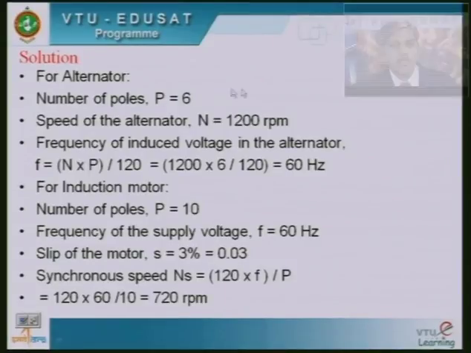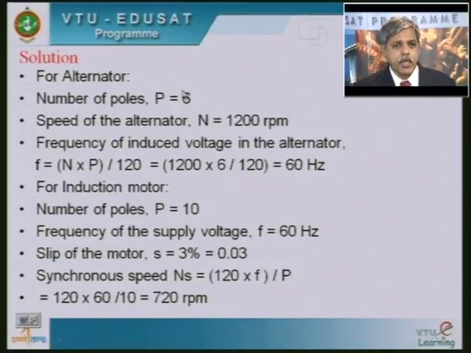The number of poles P is equal to 6 for the alternator. The speed of the alternator is 1200 rpm. So the frequency of the induced EMF in the alternator will be F is equal to NP by 120. Simplifying this, I will be getting 60 hertz. And for this induction motor, the frequency of the supply voltage is 60 hertz, that is the frequency we got here. The number of poles is 10. So with this frequency, calculating the synchronous speed, I will be getting 720 rpm.